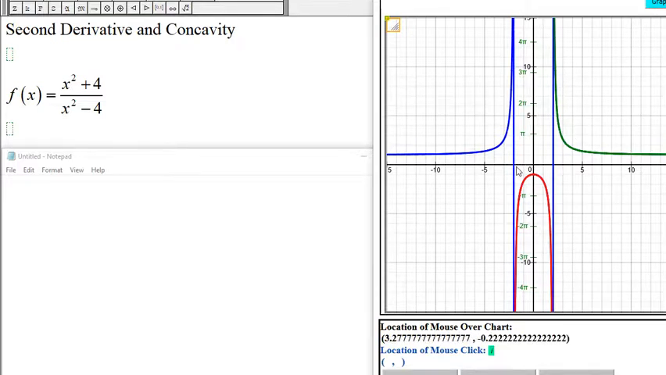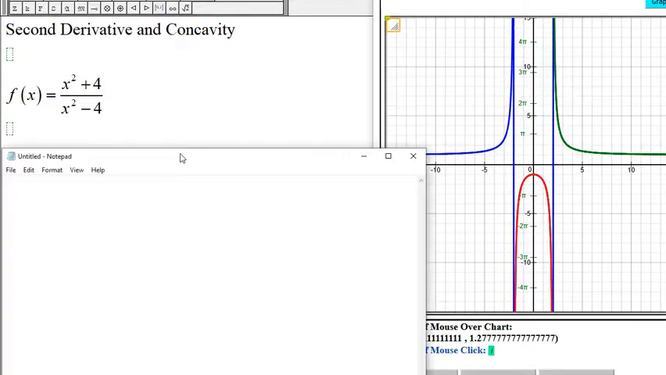From the graph it looks like -2 and 2, and so to find the -2 and 2 here, we can find the second derivative and set it equal to 0. That will tell us where these numbers are.